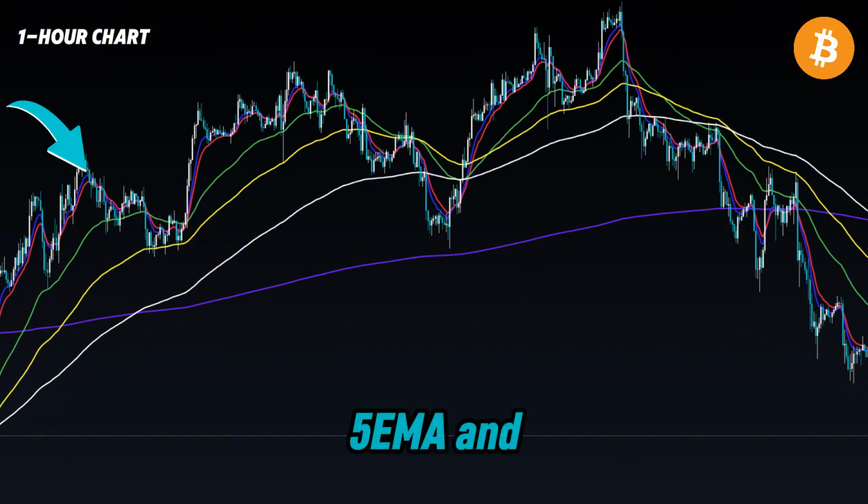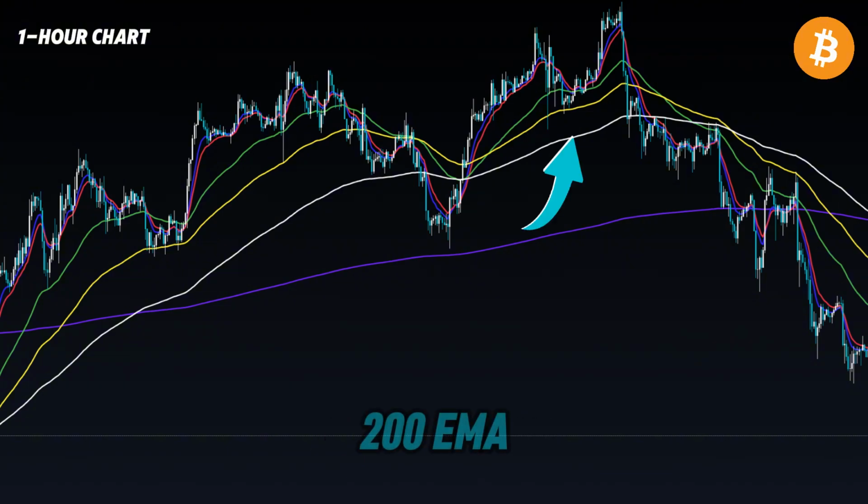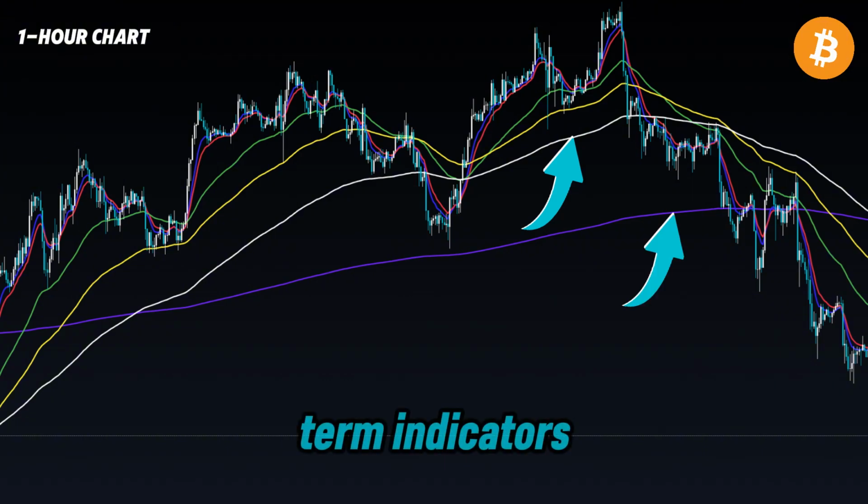5 EMA and 13 EMA are highly responsive to recent price changes, making them ideal for spotting short-term trends. Day traders and scalpers often use these EMAs to react quickly to market movements. 50 EMA and 100 EMA are less sensitive to daily price fluctuations and are typically used to gauge medium-term trends, making them suitable for medium-term trades. 200 EMA and 800 EMA are considered long-term indicators.